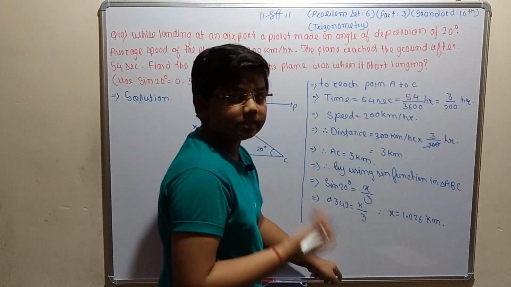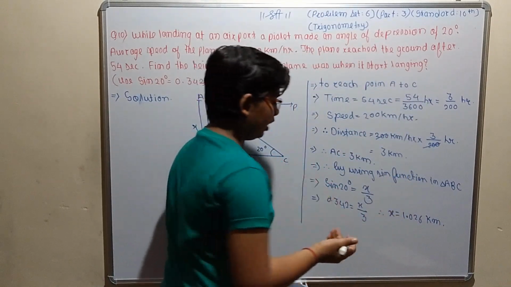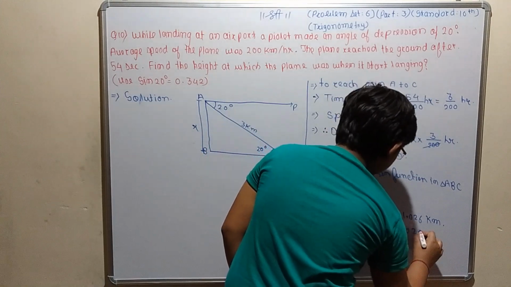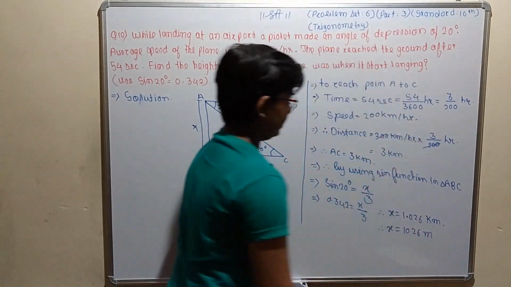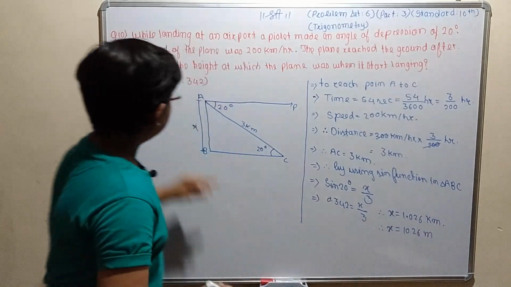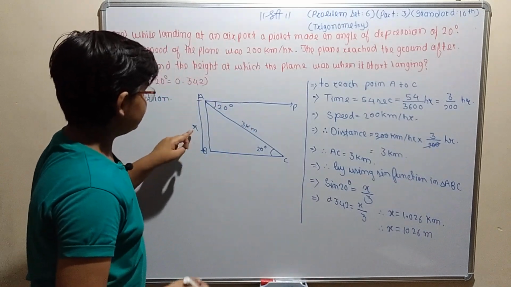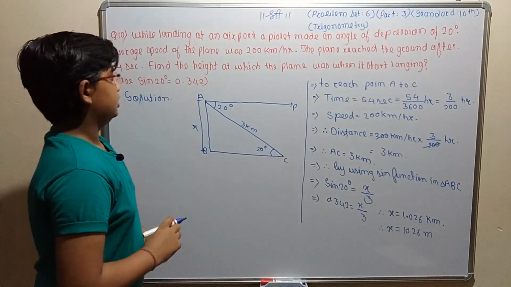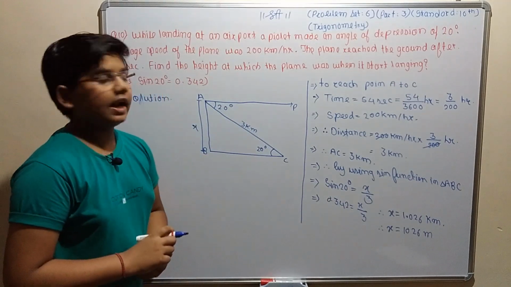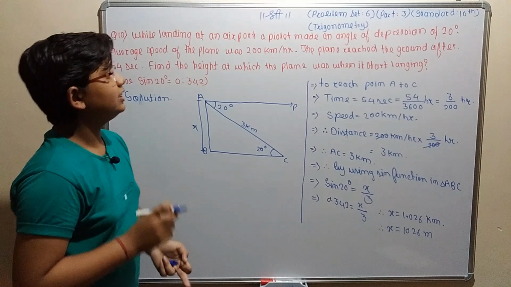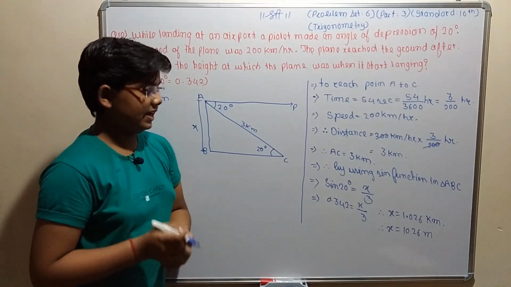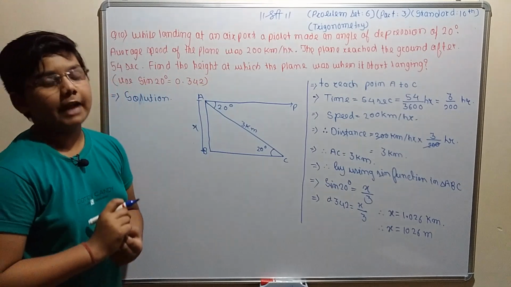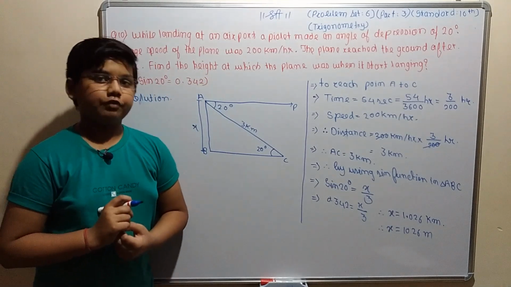Now to convert kilometers into meters, we multiply by 1000. So x is equal to 1026 meters. Hence we have found the distance AB, that is x, equal to 1026 meters. That was the question. So the final answer we can write is that the height at which the plane was when it started landing was 1026 meters. Now this practice set 6 of trigonometry is completed.